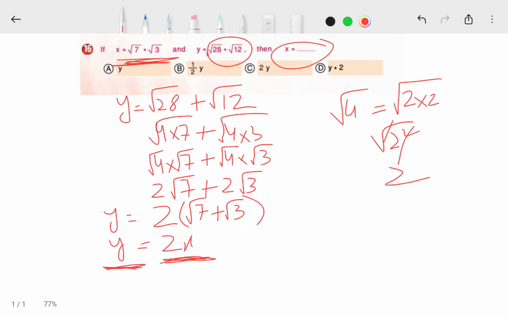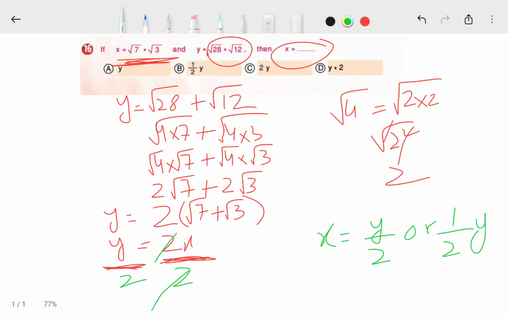Divide the other side of the equation as well. Why did I select 2? Because I need x alone. So that's why I have to remove that extra 2, divide both sides by 2, and cancel 2 by 2. x equals y over 2, or 1 over 2 y. They are the same thing. So the correct option is B.